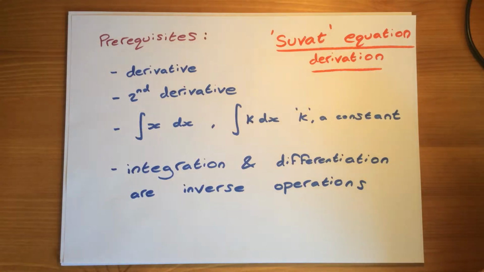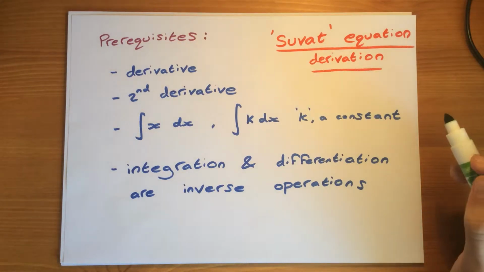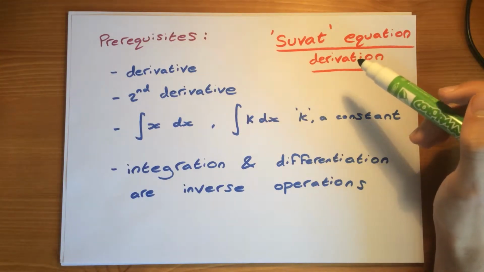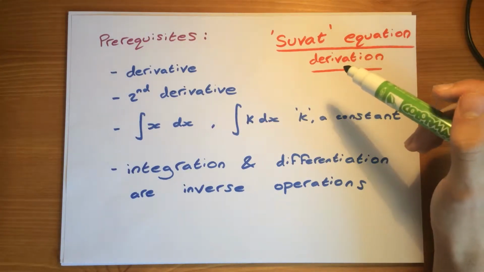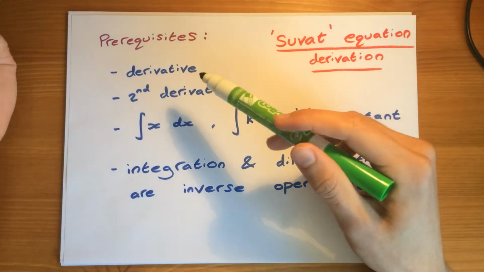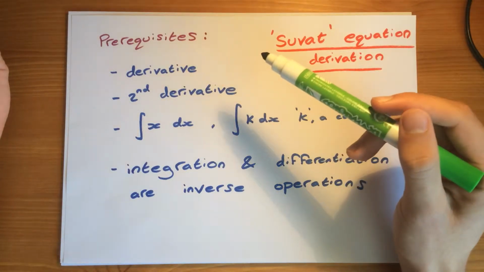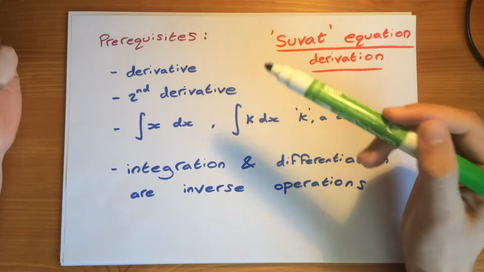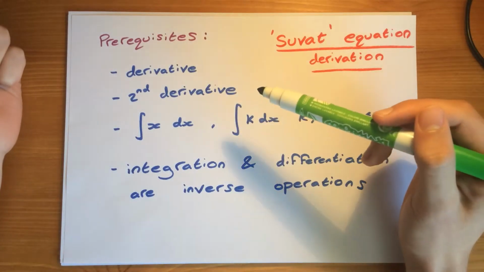Hi there, I'm going to do a video on deriving the SUVAT equations. Those are the equations which govern motion, which you'll probably use in your physics and math class. And there's just a few prerequisites which I'm going to assume you know for this video, just so I can go through it reasonably quickly.